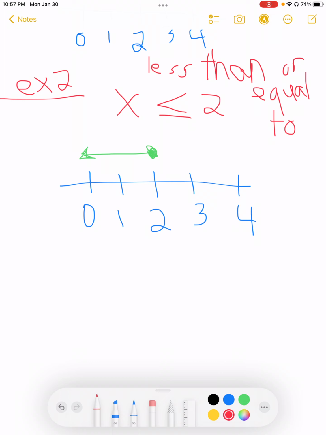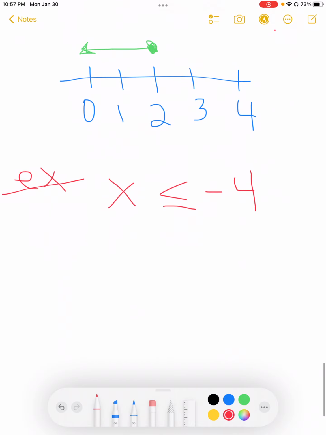Okay, and this last one is just an example not in the book here. I have x is less than or equal to minus 4, okay? So this one's a little bit trickier, because I'm like, what? Well, we know where our boundary is, right? Our boundary is minus 4.